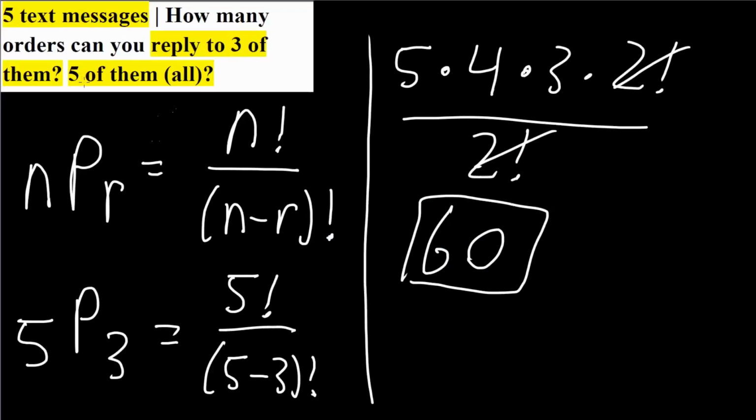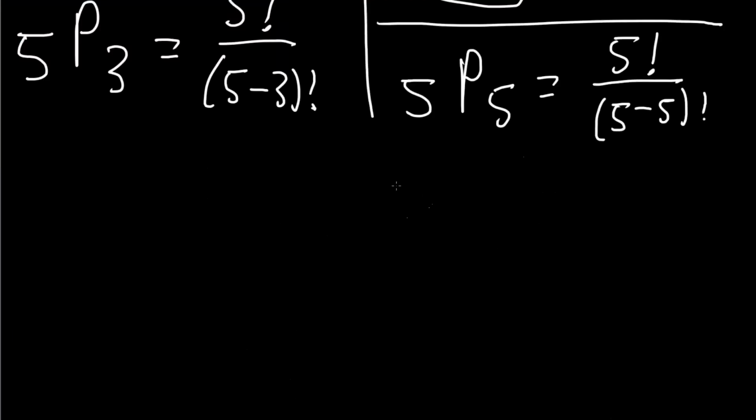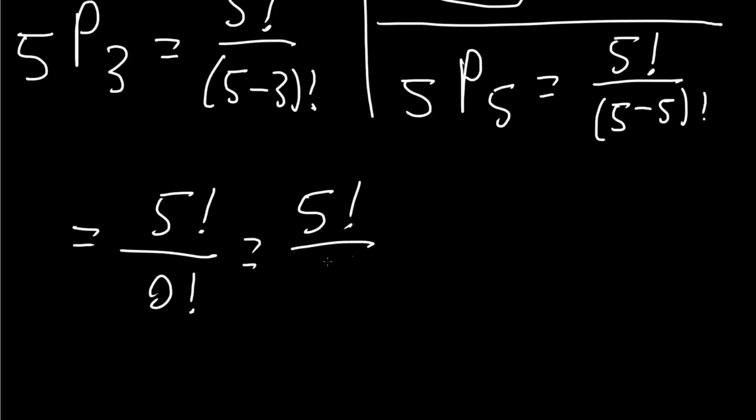And so, we have 5 of them we're going to reply to. So, let me just set it up. So, we have 5 objects, 5 text messages, P, and r is 5, because we're replying to all 5, is equal to. We plug it into this formula. So, n is 5, 5 factorial divided by n is 5 minus 5 factorial. And so what we would get here is 5 factorial divided by 5 minus 5 is 0, 0 factorial. 0 factorial is 1, so we get 5 factorial divided by 1, which is simply 5 factorial.